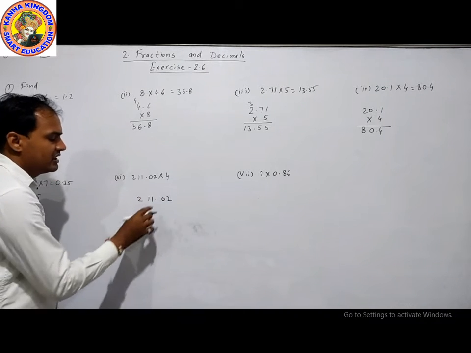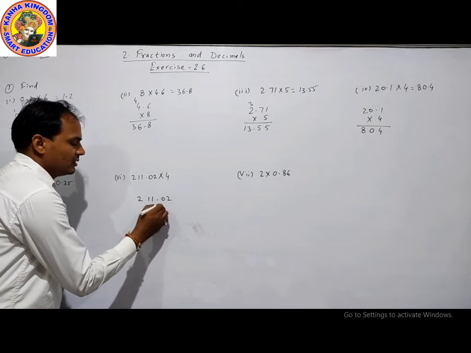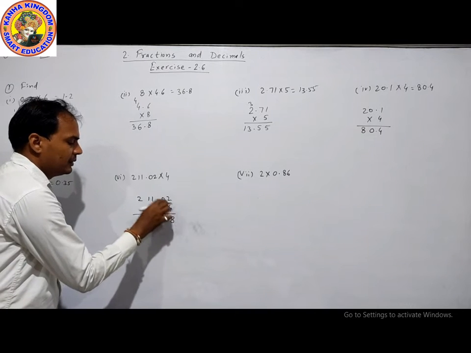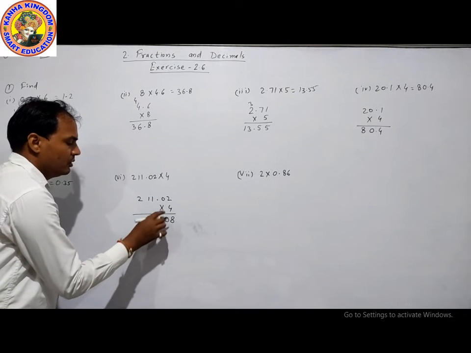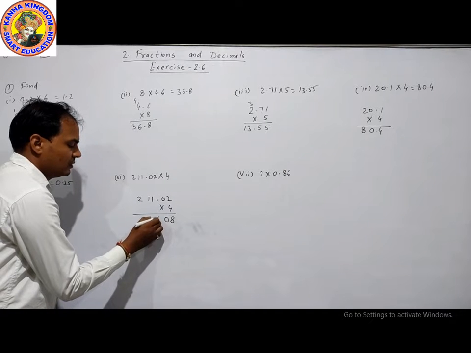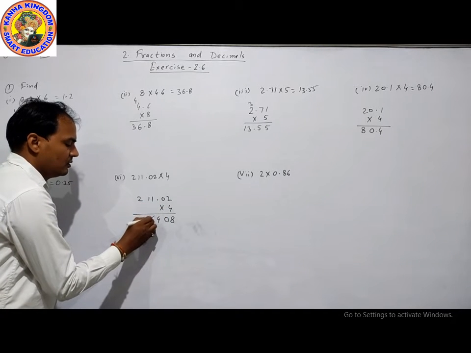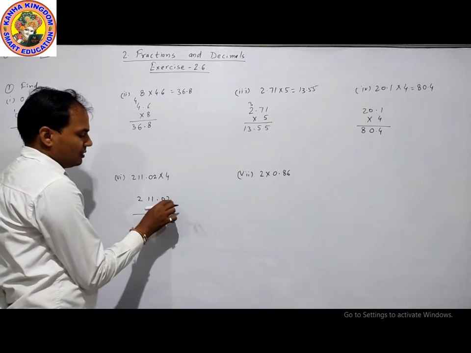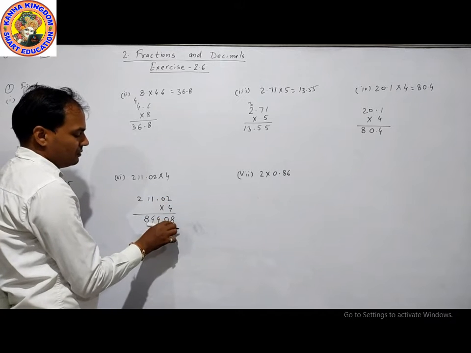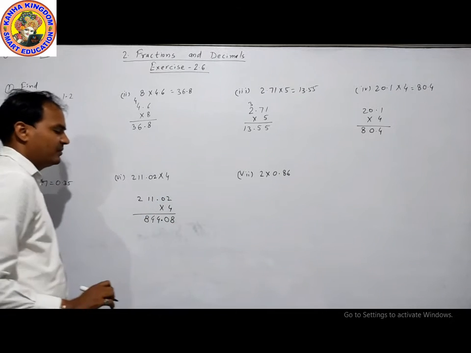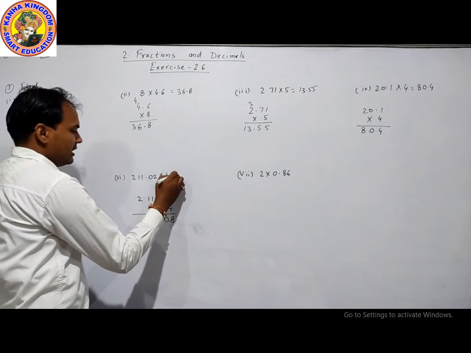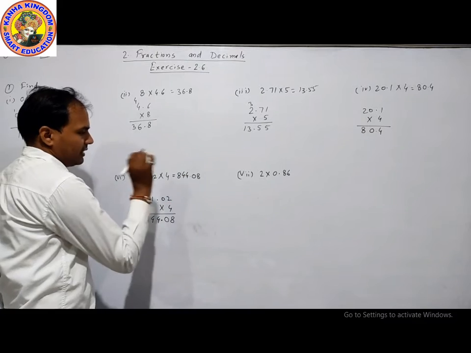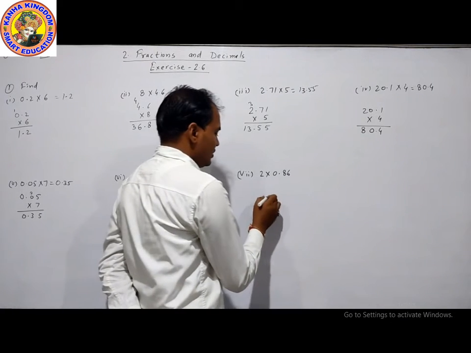Next is 211.02. Here is the decimal point. Multiply by 4. 4 into 2, 8. 4 into 0, 0. 4 into 1, 4. 4 into 1, 4. 4 into 2, 8. Counting of decimal places, 1 and 2. After 2 places we place the decimal point here. The answer is 844.08.